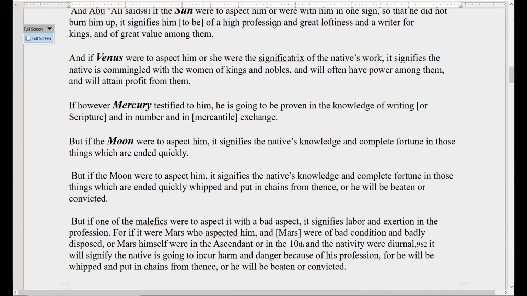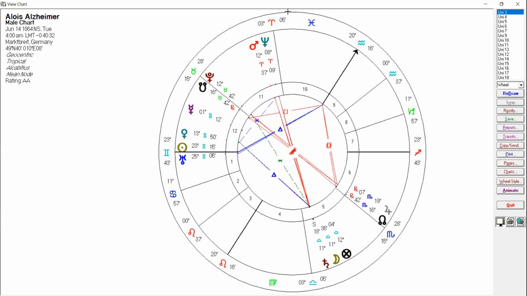Okay, so let's look at a chart and just start looking from that perspective. We were just looking at Alois Alzheimer. Do you want to go through the processes again? As a matter of fact, we'll do it with the chart. The first process we're going to do is look to see if there's any planet in the ascendant.